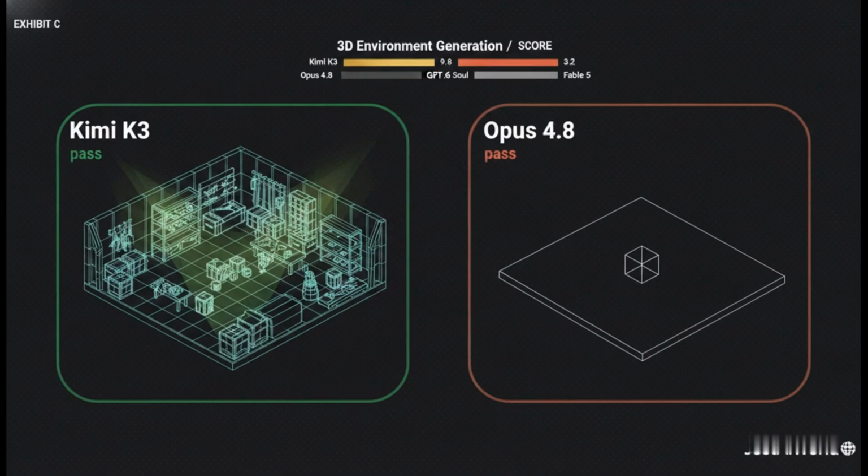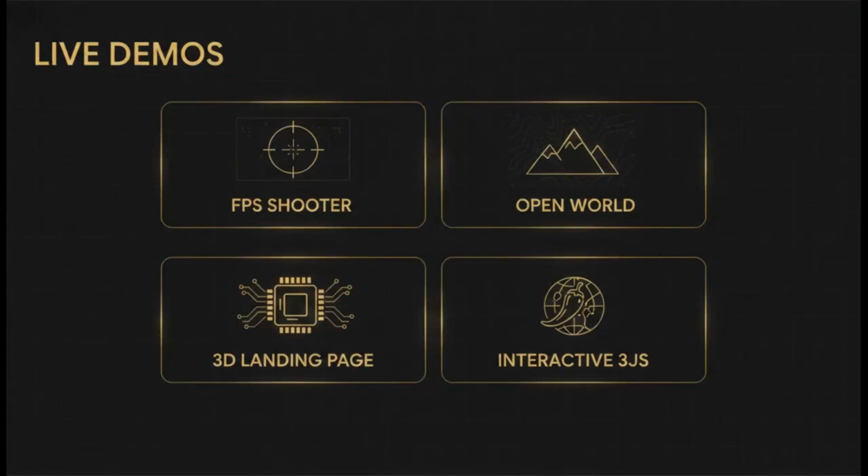To truly put its 3D environment generation to the test, the exact same prompt was given to both K3 and Opus 4.8. The prompt was, build a detailed armory bay with lighting, props, and atmosphere. The gap in capability here is just undeniable. K3 delivered this rich, beautifully textured 3D scene, complete with weapon racks, ammo crates, and dramatic alarm lighting. Opus 4.8, well, it basically left you with a basic, mostly empty room with barely any objects in it.